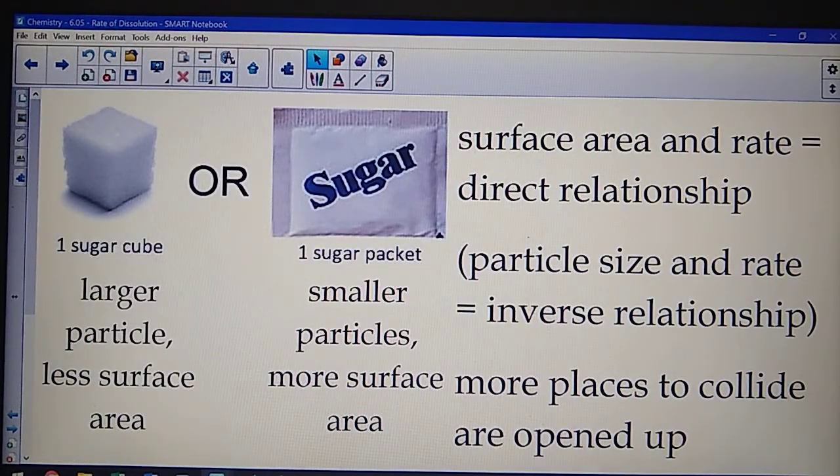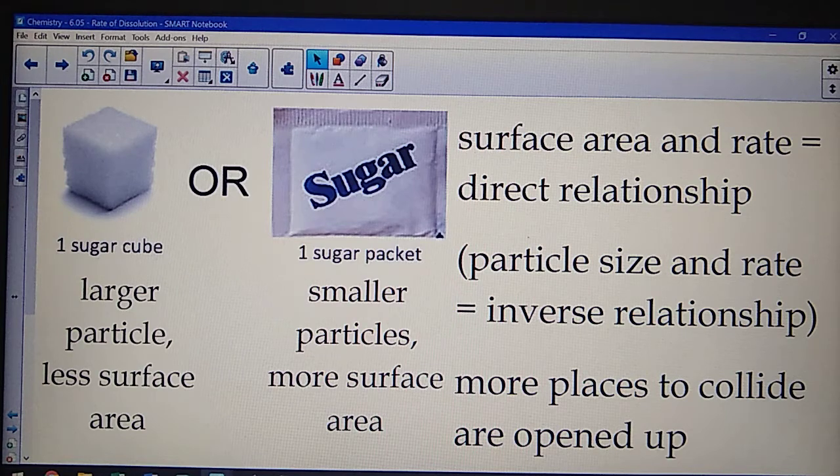Another way to make things dissolve faster or slower is by changing the particle size, by changing the surface area. Again, let's go back to that idea of tea. If you want to dissolve sugar into tea, which would dissolve faster? A sugar cube or a packet of sugar? Well, the packet of sugar dissolves faster because it's got smaller particles. It's got a larger surface area.